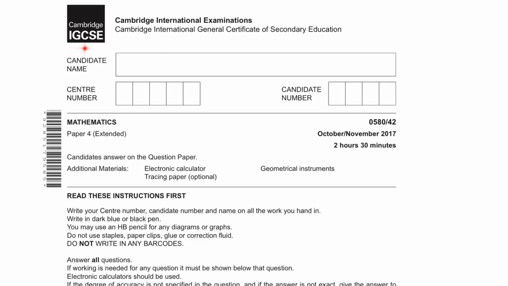Today we are going to solve Cambridge IGCSE Mathematics Paper 4 Extended, Variant 4-2, October-November 2017.